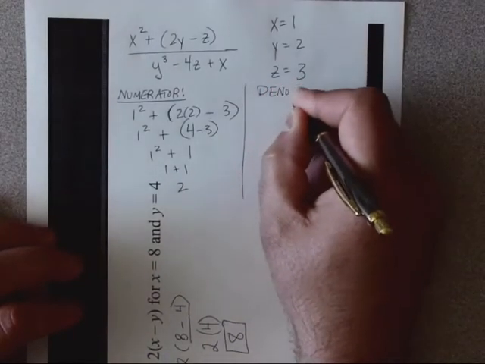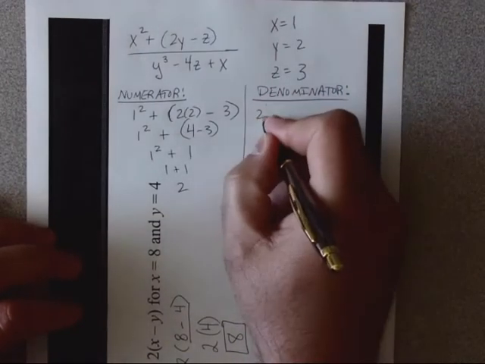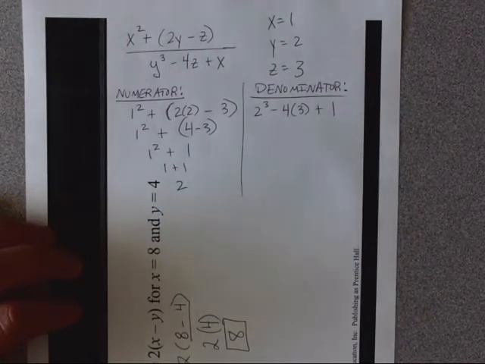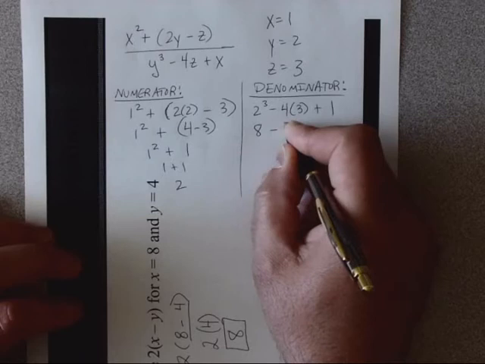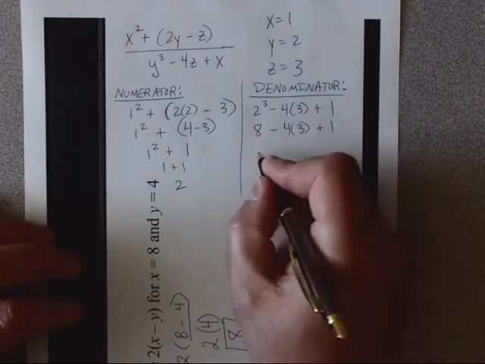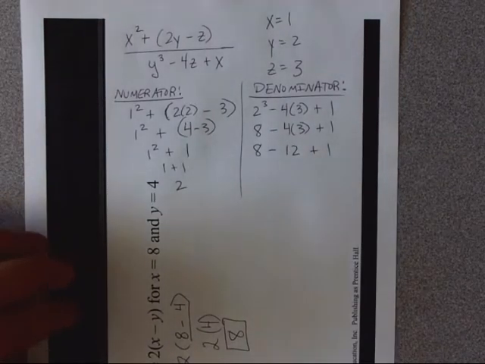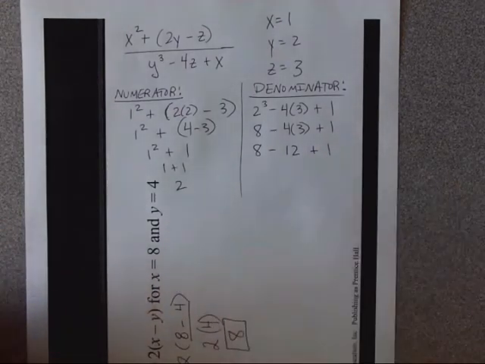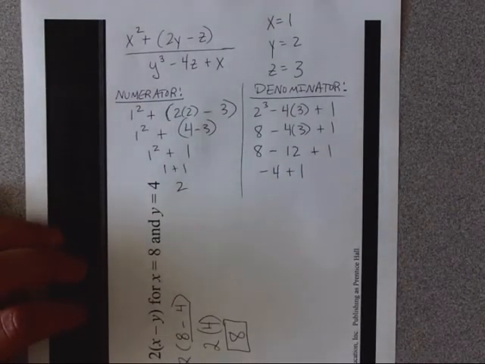Then compute the denominator. So 2 cubed minus 4 times 3 plus 1. So 2 cubed is 2 times 2 times 2. So that's 8. Then we do the multiplication next. Then we do the subtraction first, because that comes first as I go through the problem left to right. So subtraction is before the addition here, right? So I do whatever comes first left to right. So 8 minus 12 is negative 4. Negative 4 plus 1 is negative 3.